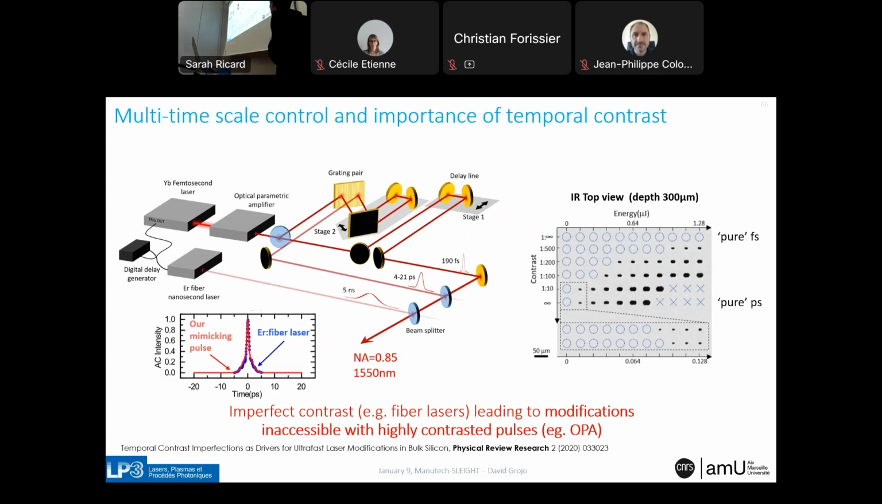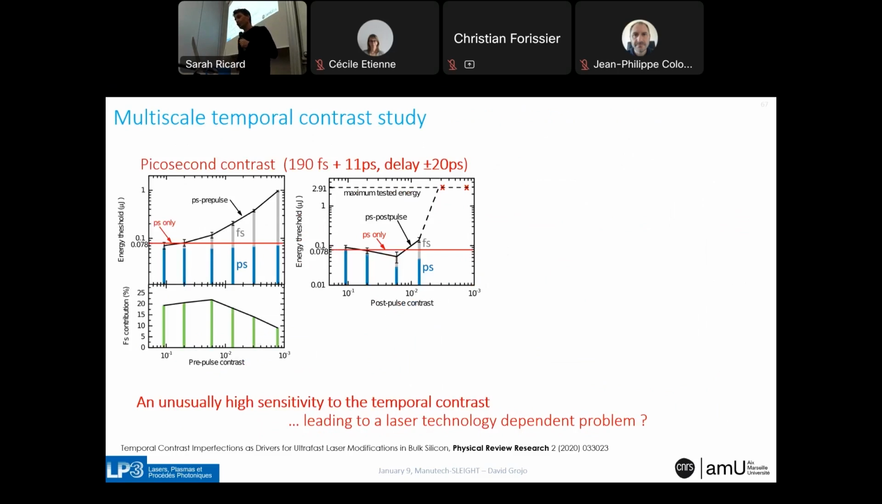In the sense that when you try to make modification, again, it is top view infrared microscopy images of irradiated spots. As soon as you start to play with the contrast of the irradiation, you can observe permanent modifications that are completely inaccessible by a pure femtosecond pulse. So it's like an imperfect contrast can lead to modifications that were impossible with initially well-contrasted pulses. So this was actually a very critical point to understand the literature on that subject. I will come to this in a minute.